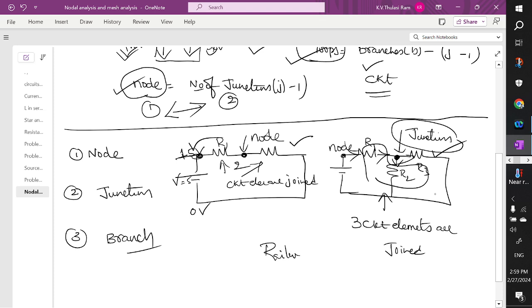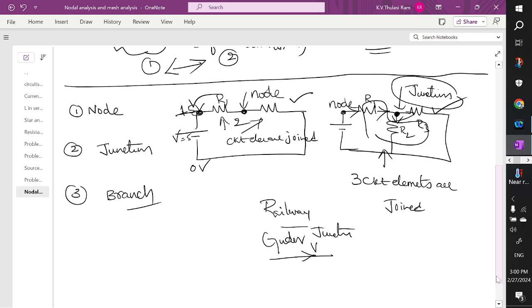So railway junction, for example, if you take this Gudur junction, why is it called a junction? We have the input from Vijayawada, one will go directly to Chennai and one will directly go to Tirupati. You have one entry and two exits or two outputs. So this is called a junction.